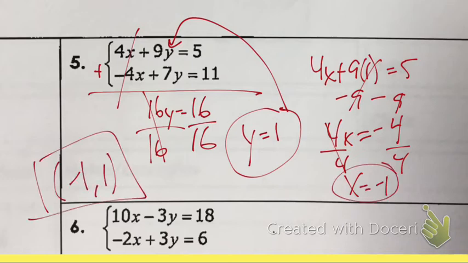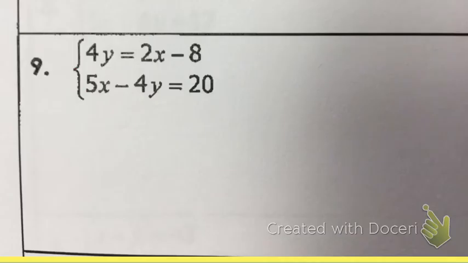Really, we just want to get something to cancel when we add them together. It works for the same reason that this works: 12 equals 12. It's the same reason. Don't write this down.